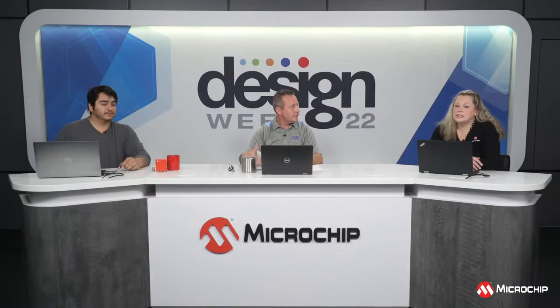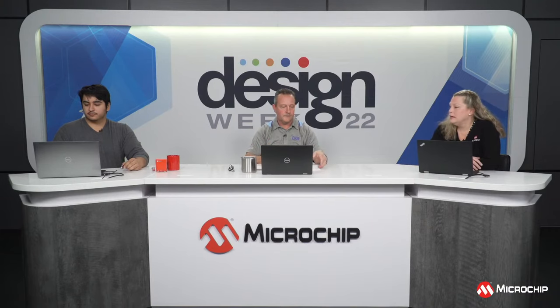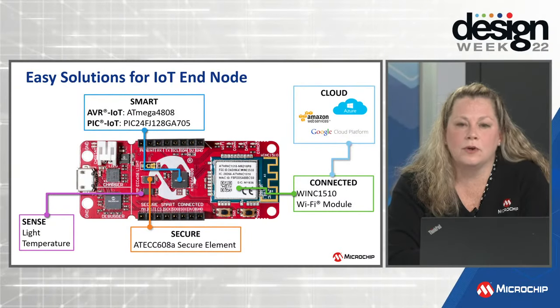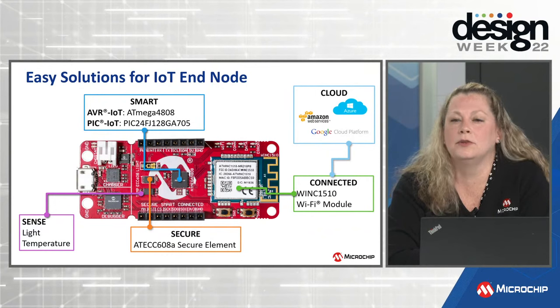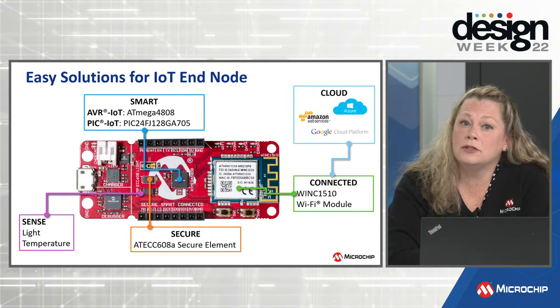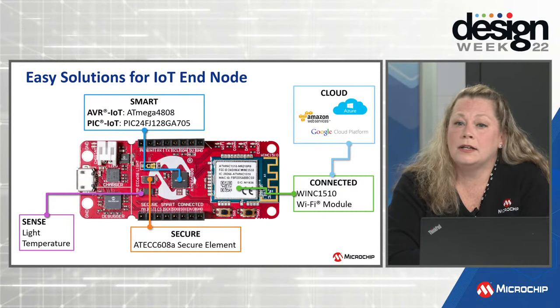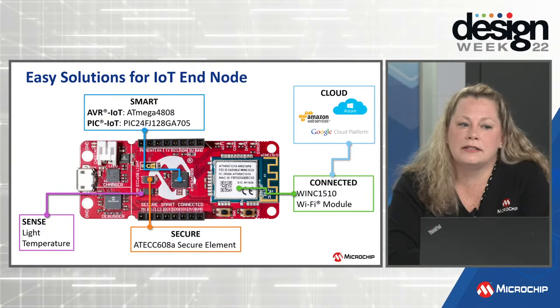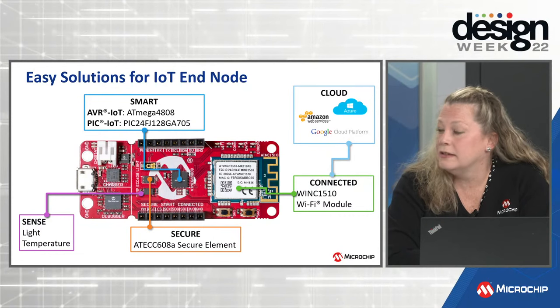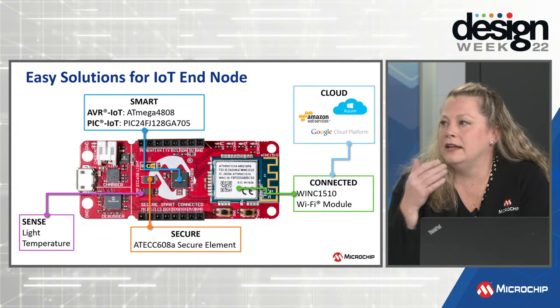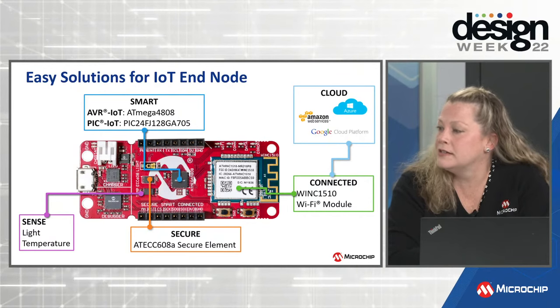Cool. Thank you very much. And so what sort of help does Microchip provide developers that want to get into this? We have our IoT development boards that can be very helpful for rapid prototyping. They come with demo code that works out of the box to connect to the cloud really easily, but it also includes the ability to customize and add other sensors. The board that you see here has both light and temperature sensing, as well as the ability to add in many other sensors and customize your design.